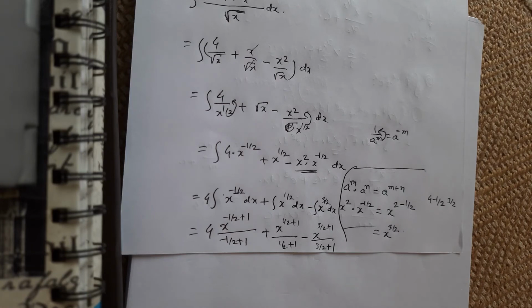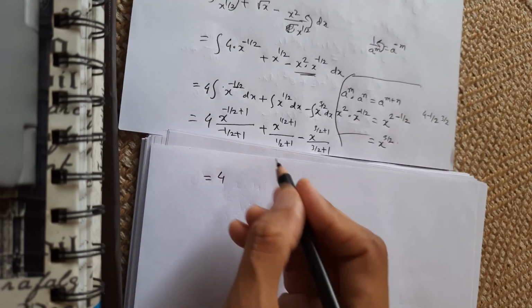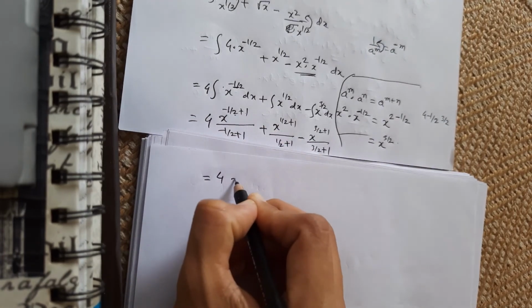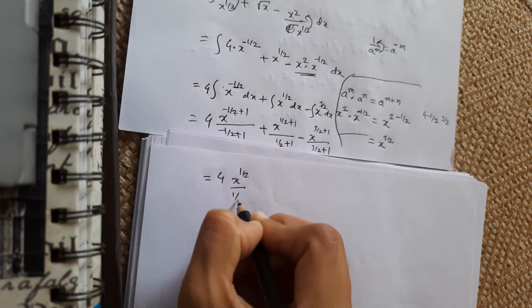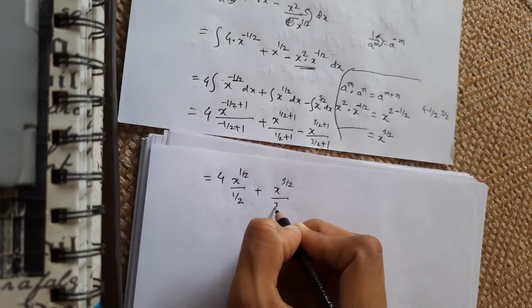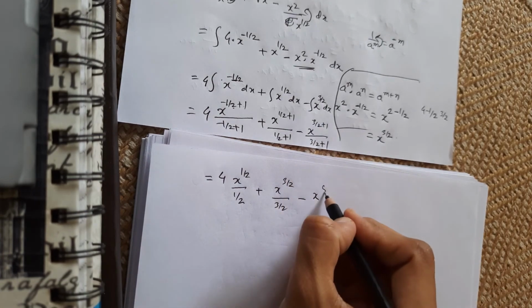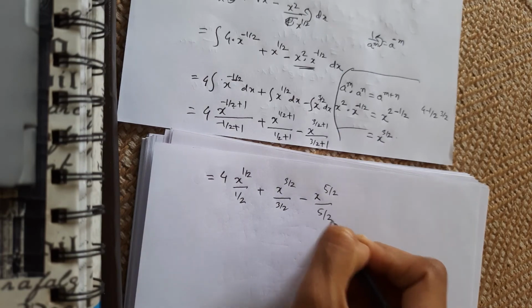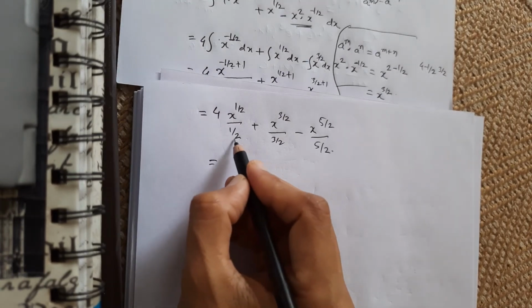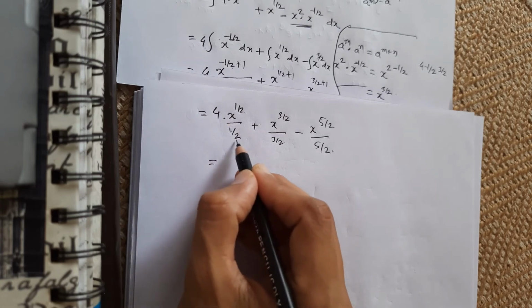Now just simplify it. So I'll get 4 times x to the power minus 1 by 2 plus 1 by 2, which is x to the power 1 by 2 upon 1 by 2, plus x to the power 3 by 2 upon 3 by 2, minus x to the power 3 plus 2 by 2, that is 5 by 2, upon 5 by 2. Just write it in a nice way. The 1 by 2, if we take it into the numerator, it will become 2.